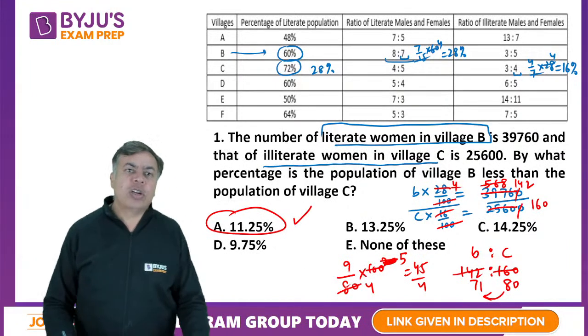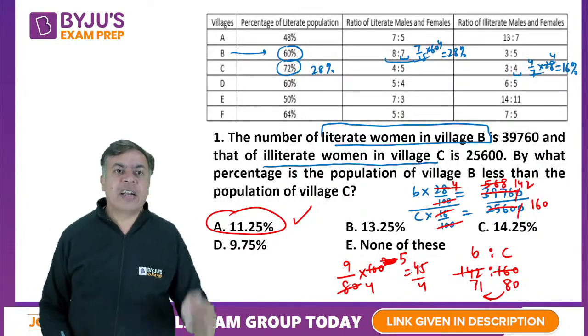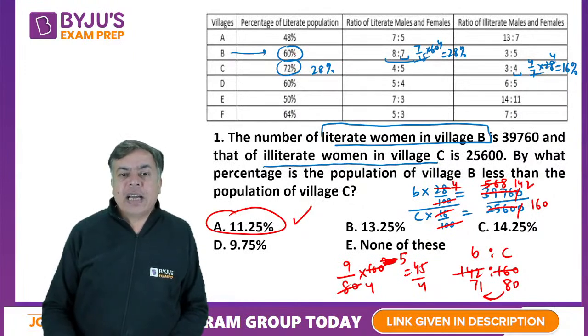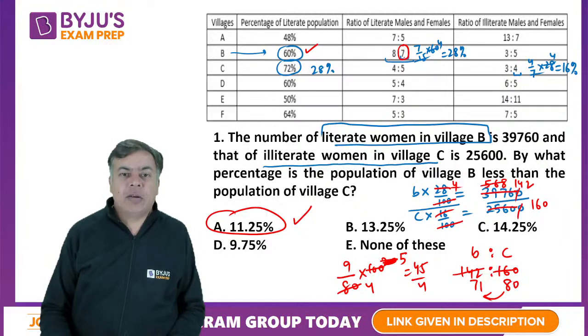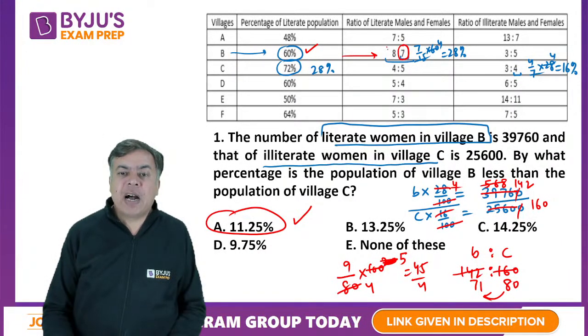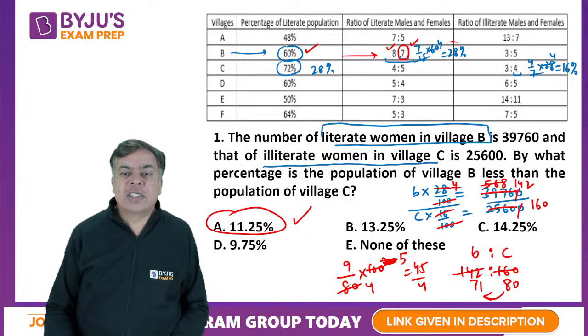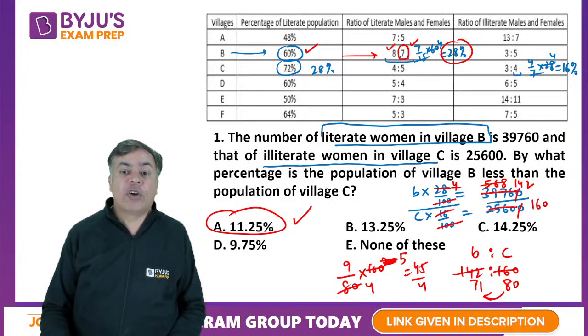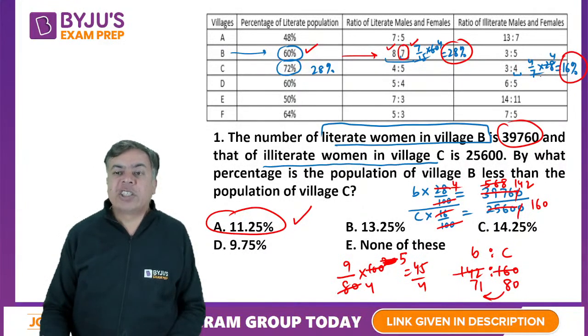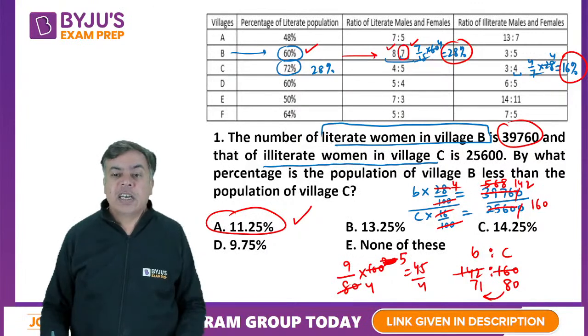Right, Sunanda Dev, A is the correct answer. Yes, absolutely correct. Out of 60%, 7 out of 15 are female. If you divide 60 into 15 parts, 8 parts are male and 7 parts are female. So 7 by 15 of 60 is 28% of the total population of B given in the question. Similarly, I calculated 16% of the population of C given in the question.